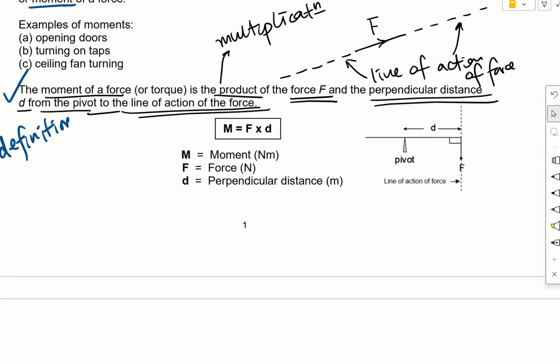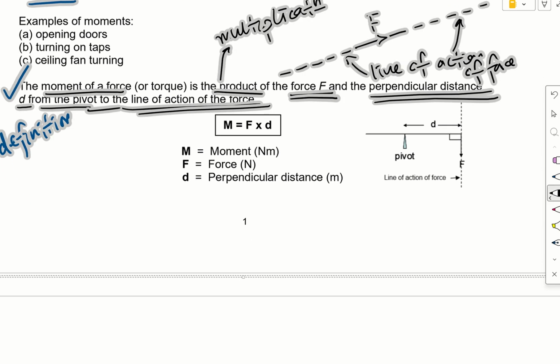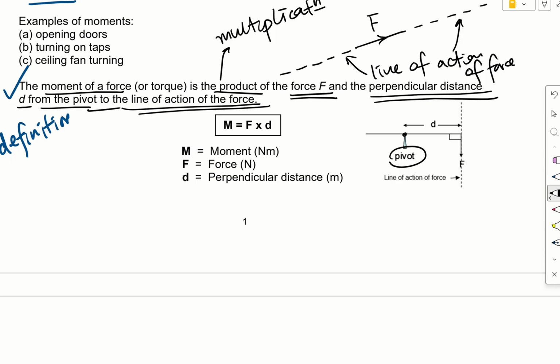Let's use this as an example. The pivot is over here, which is a fixed point. Now, a force is being applied here. The dotted lines have already been drawn. This is the line of action of the force. So it is as if I have the pivot, which is a point here, and I have the line of action of the force. How do I find the perpendicular distance of this line of action of the force to the pivot?